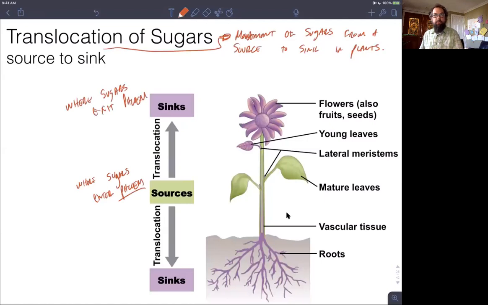And so translocation moves those sugars from places where that sugar is either made or stored, to places where it's needed, to either grow or store it. So let's think about this example of this plant with its mature leaves photosynthesizing. If it's moving these sugars to a flower or to a young leaf, these are sinks that are growing. So they're using sugars to grow.